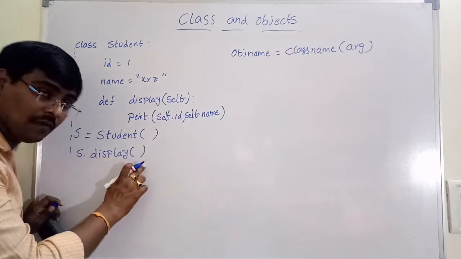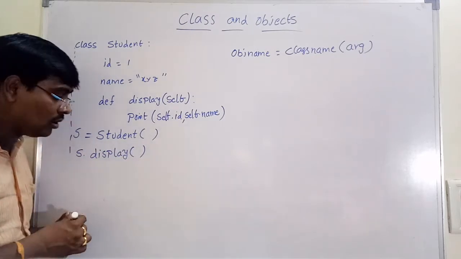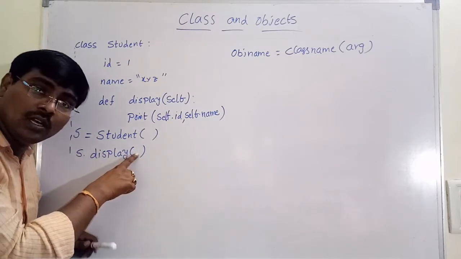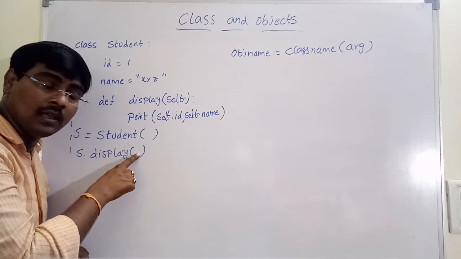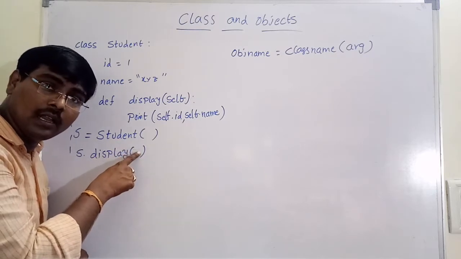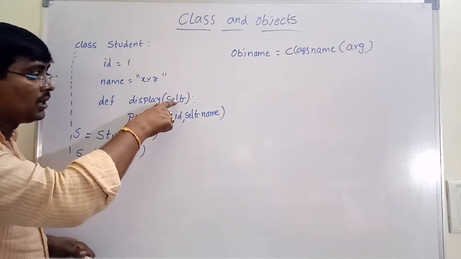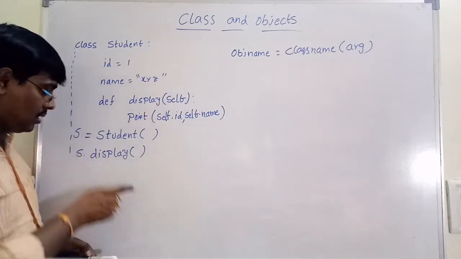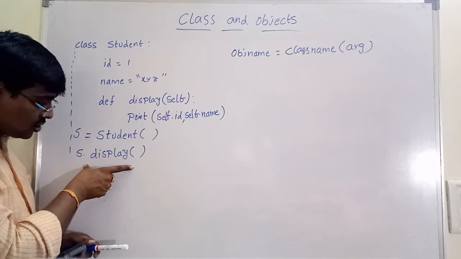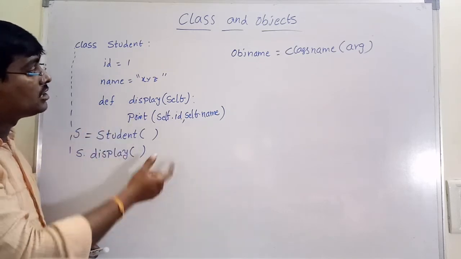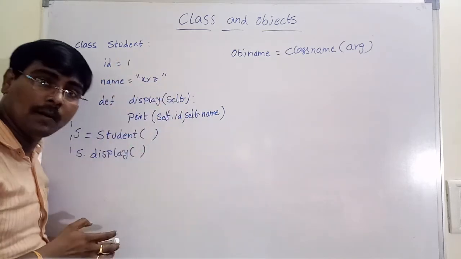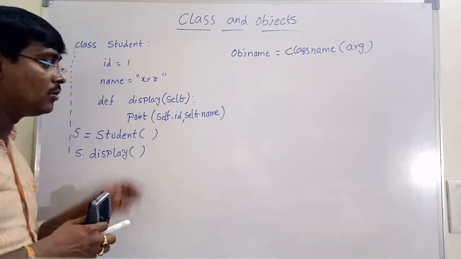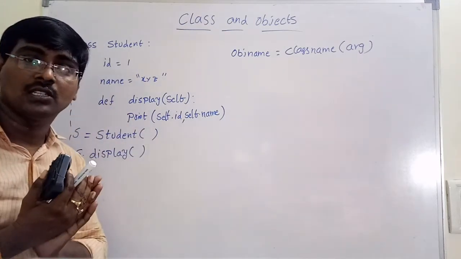Whenever you are calling the function S dot display, as I already told, in the function call there is no need to pass the self argument. The compiler or interpreter automatically passes the self argument. But in the function definition, you must write self as the first argument. Whenever we call this function S dot display of, it displays the output 1, xyz on the screen.